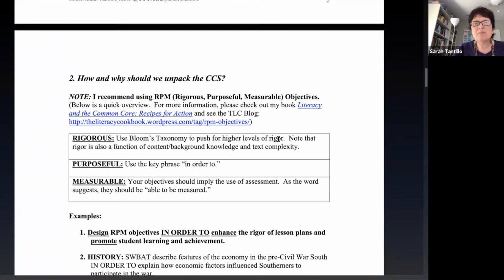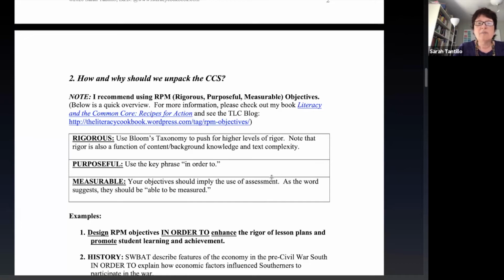When designing lesson plans, I recommend using what I call the RPM objectives approach, rigorous, purposeful, measurable objectives. And I've got a quick overview here. You can find more information in my book, Literacy and the Common Core, Recipes for Action. And then if you click on this link to my blog, you'll see a bunch of blog posts about it as well.